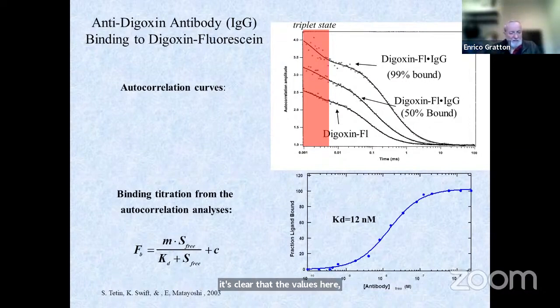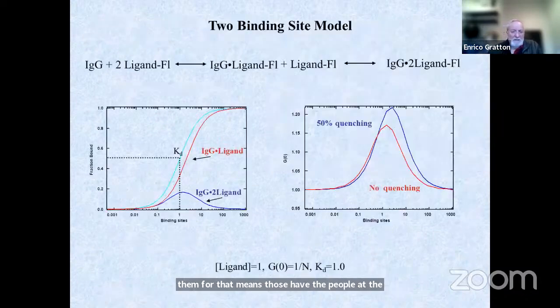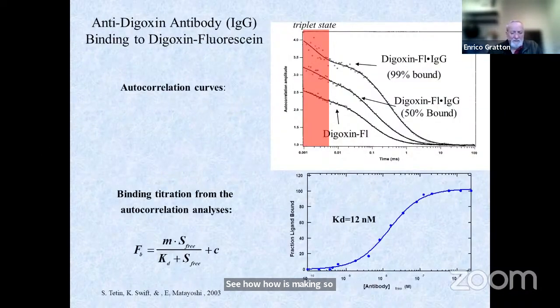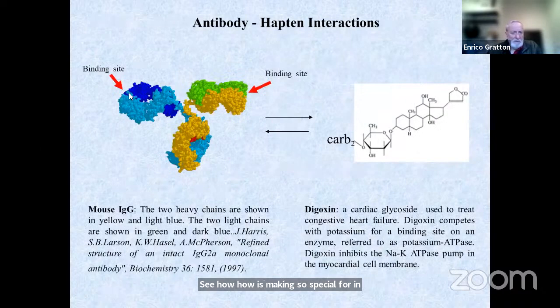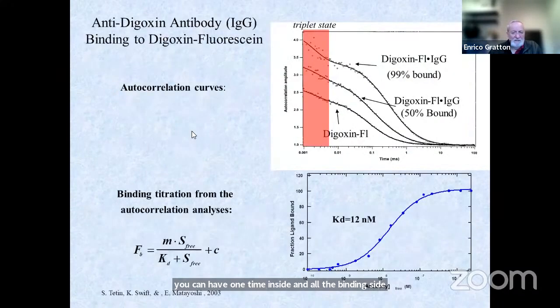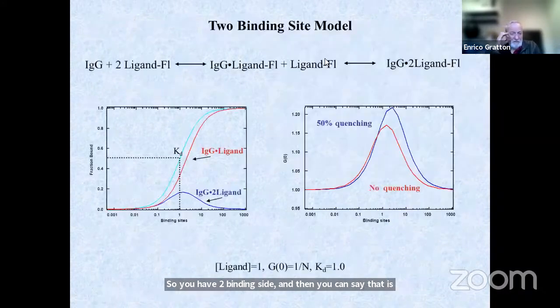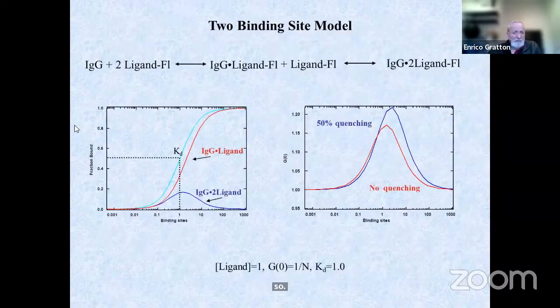So it's clear that the values here change due to other reasons. Those are the people at Abbott that did those experiments. And so let us see how it's made. So first of all, in this example, you can have one binding site, another binding site. So you have two binding sites. And then you can say that when it's 50% bound, the two binding sites are not both occupied, and so on. So this is the explanation of this aspect.